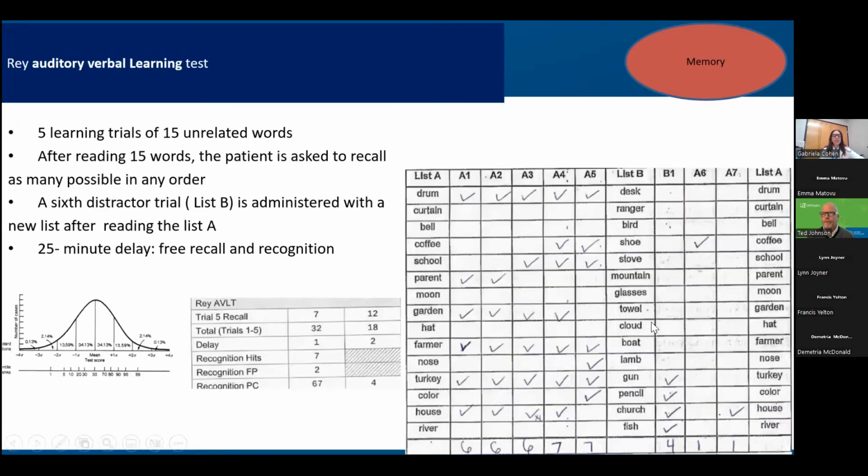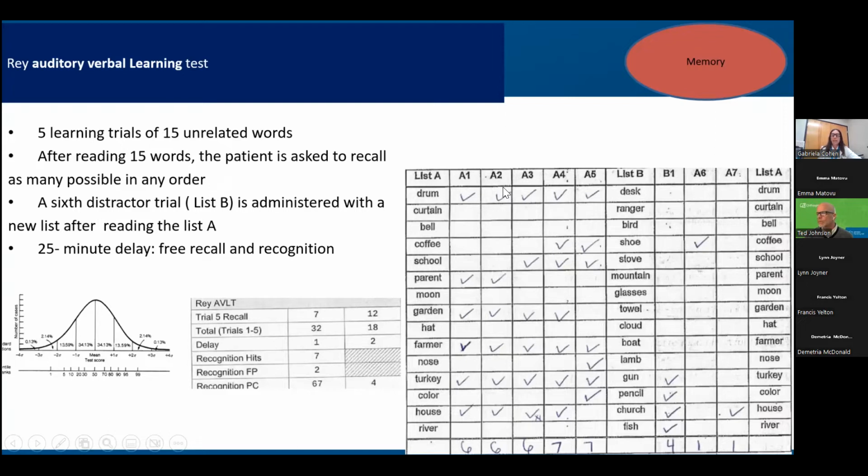So for me, this is one of the most interesting tests, and it gives us so much information: the Rey Auditory Verbal Learning Test. So what do you do? The tester reads these 15 words 5 times. You read the 15 words and you ask the patient immediately, okay, how many words do you remember? And in this case, from these 15, in the first trial, the patient remembers 6.